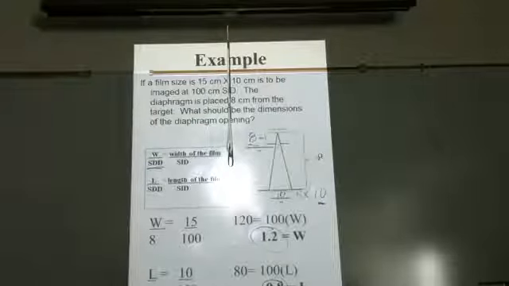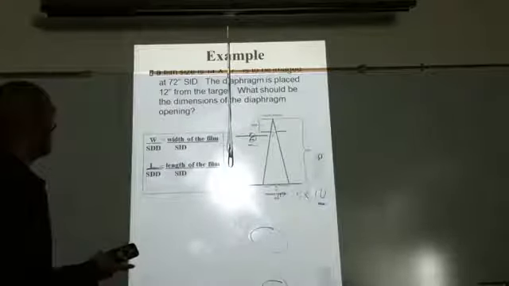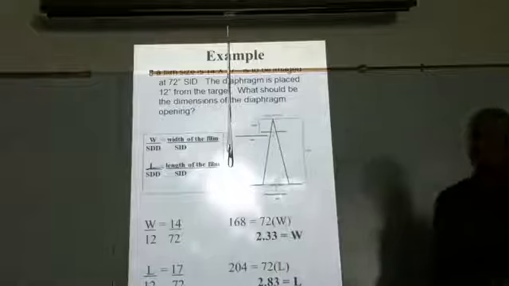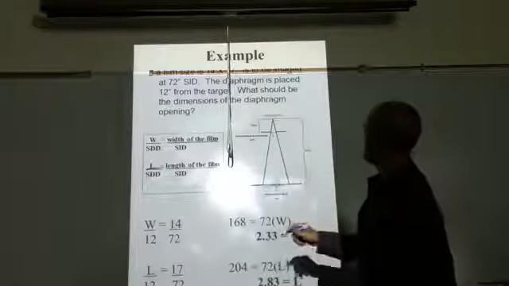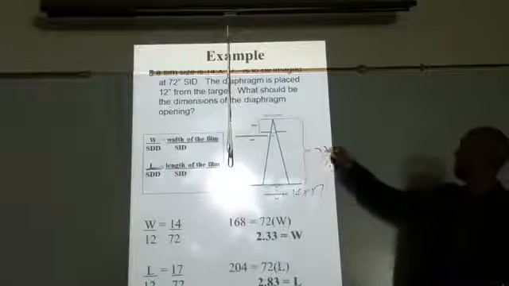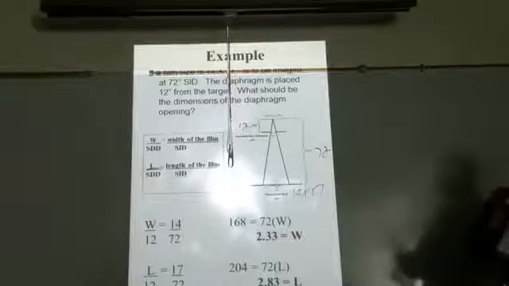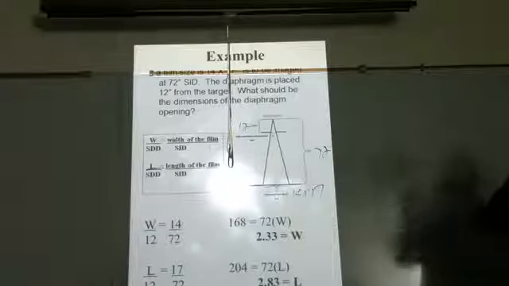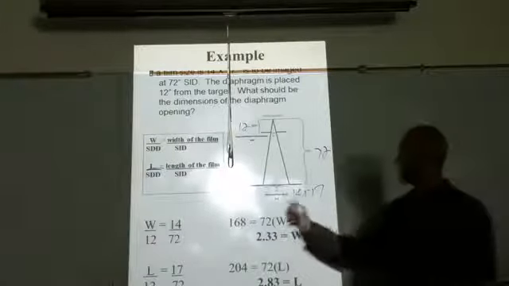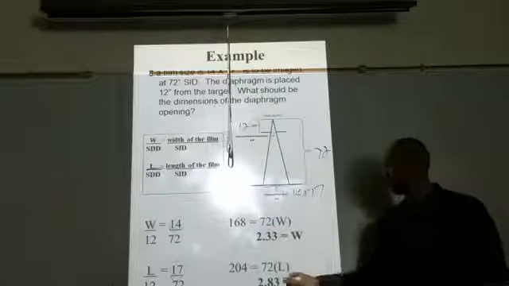Okay? Second problem is exactly the same. My field size that I want is 14 by 17. Can you guys see that up there? 14 by 17. My SID is going to be 72. 12 inches, source to diaphragm distance. So I need to figure out again the dimension of my aperture window at a certain distance from my source to give me a beam size of 14 by 17. Let's figure out the dimension of 14, and then we'll figure out the dimension of 17. My aperture window should be 2.33 by 2.83.